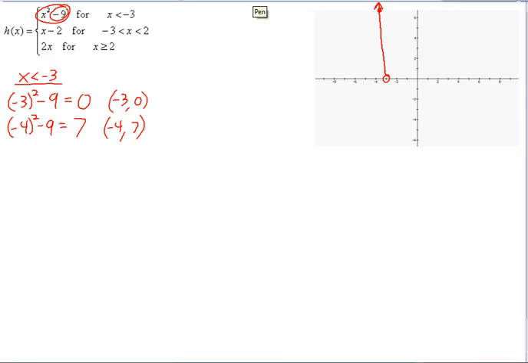Let's move on to the next piece. This one applies where negative 3 is less than x, which is less than 2. So this one has two breakpoints associated with it. Let's substitute in both. Let's substitute in negative 3. That gives you negative 5, so negative 3, negative 5. And notice that negative 3 is a breakpoint, and it doesn't have the equal to, so an open circle at negative 3, negative 5. Now let's substitute in 2 for x. 2 minus 2 gives you 0. So 2, 0. Also doesn't have the equal to, so another open circle.